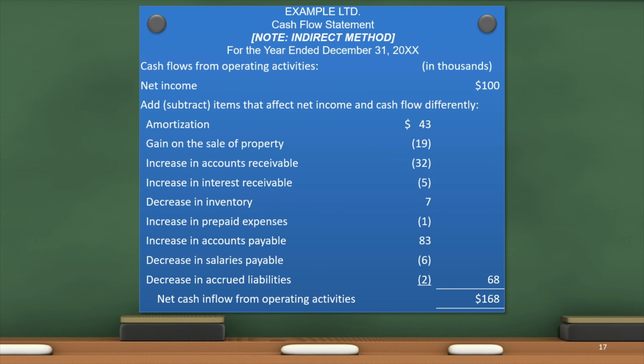The next slide is going to look very different. This is the indirect method. You can see at the top where it says cash flows from operating activities, and it begins with net income. To net income, we add or subtract items that impact net income and cash flow differently. And there are some things being added and some things being subtracted. All I really want you to get from this is at the very end, it says $168,000. The two methods are different, but they result in the same amount.